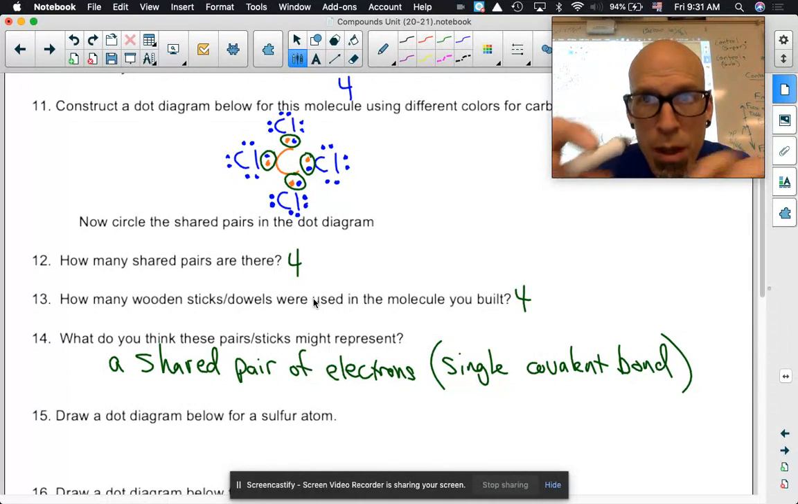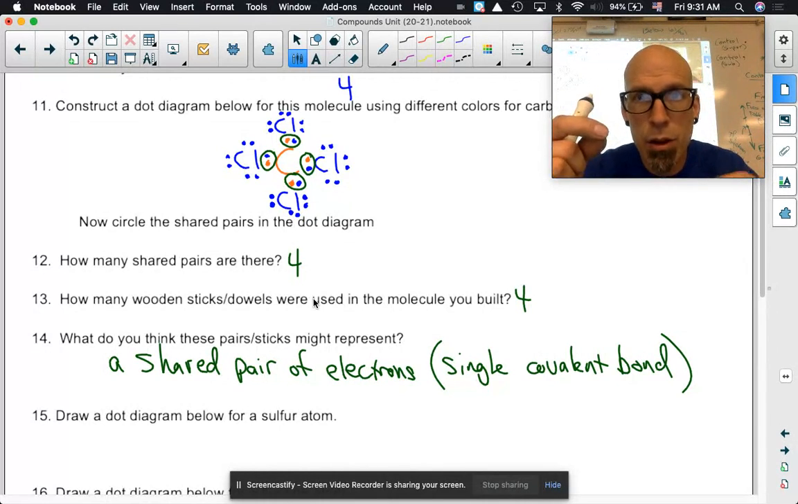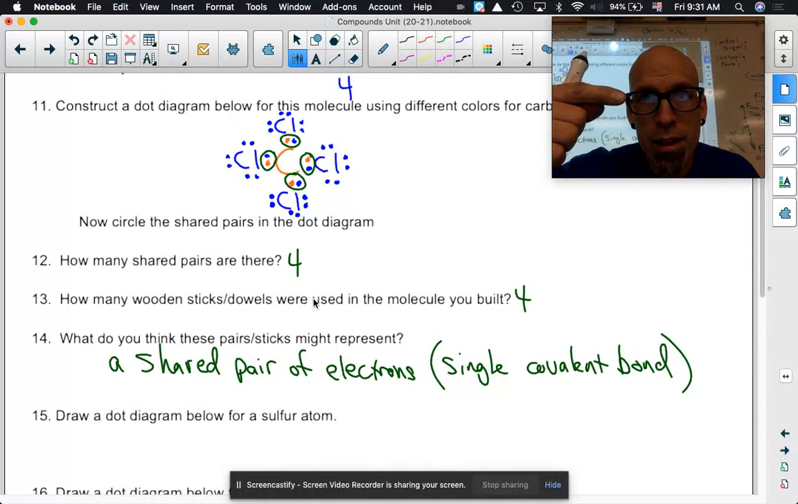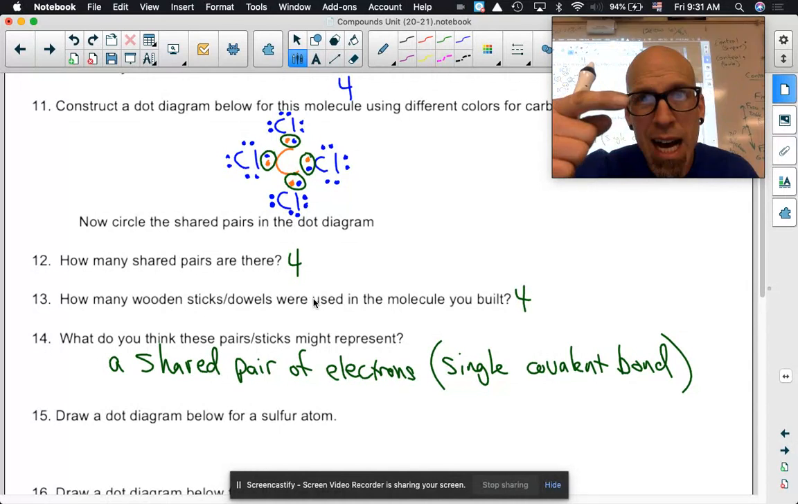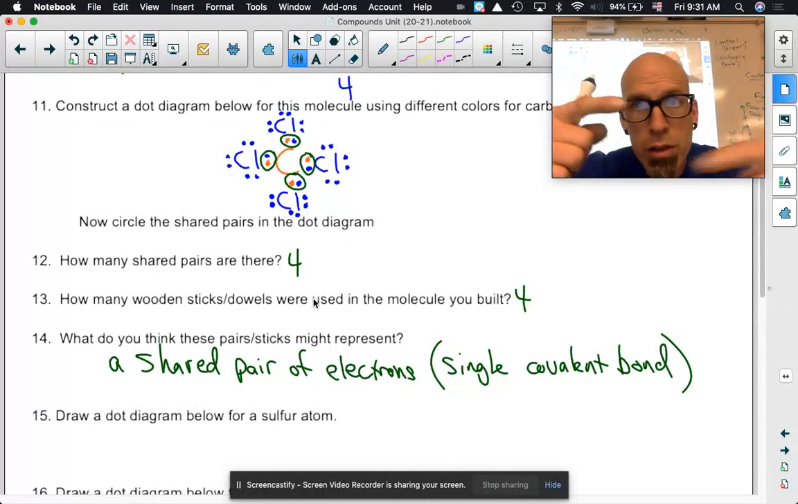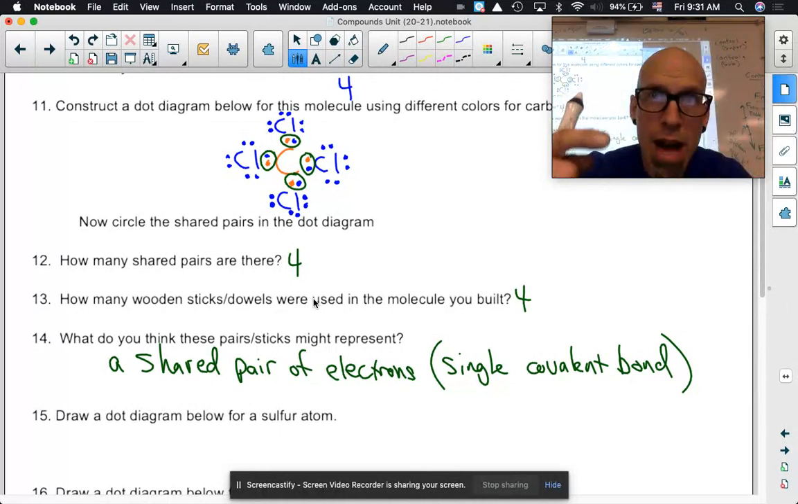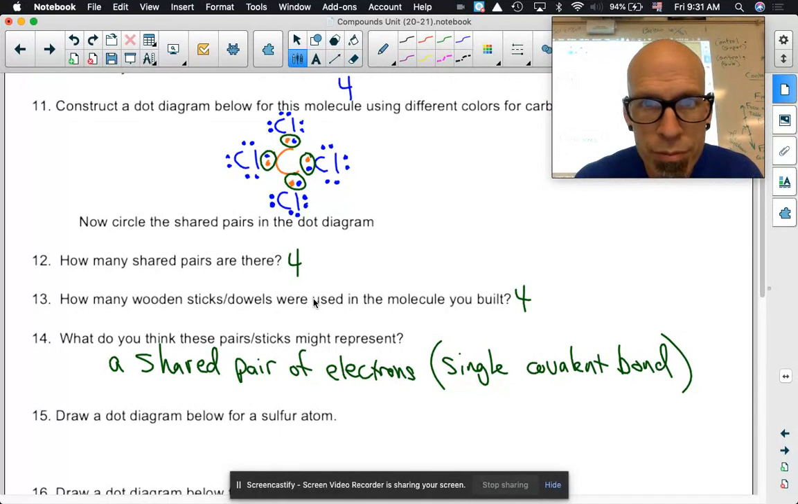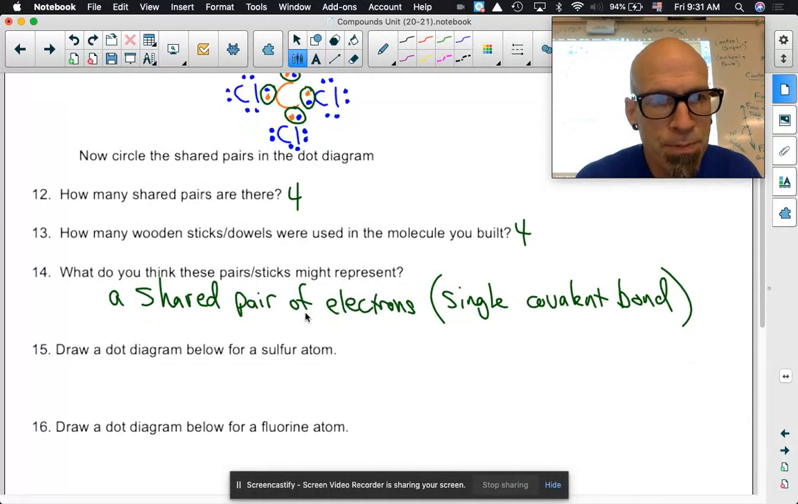It's like putting together puzzle pieces, okay? If you haven't figured that out yet, this is like little puzzle pieces. The single electron on one side of a dot diagram pairs with the other single electron on another atom's dot diagram. And again, it's like puzzle pieces.